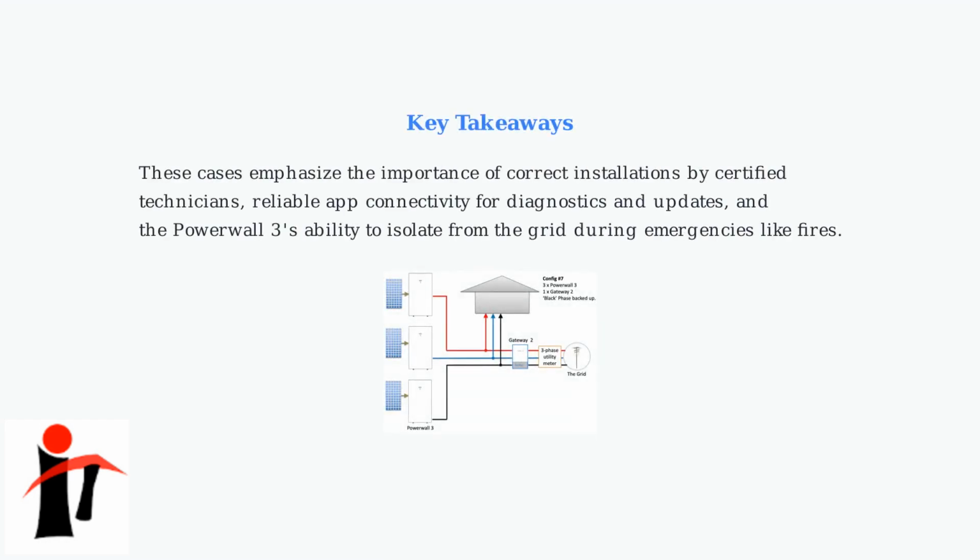The problem stemmed from improper wiring. After professional recalibration and a hard reset, it functioned normally. This illustrates that most failures are due to installation errors. These examples highlight the critical importance of correct installations, app connectivity, and the unit's ability to isolate from the grid in emergencies like fires.